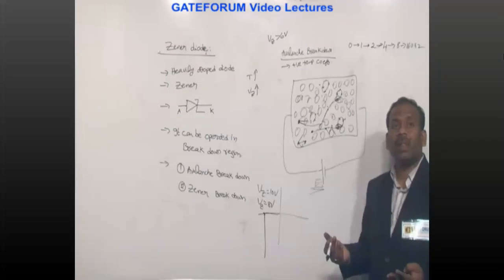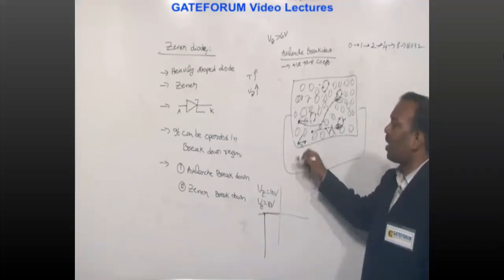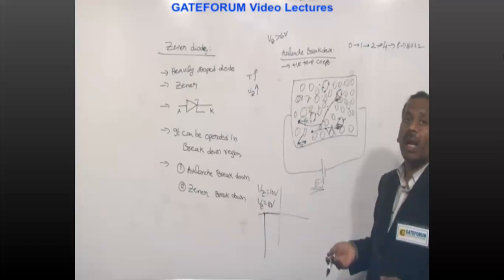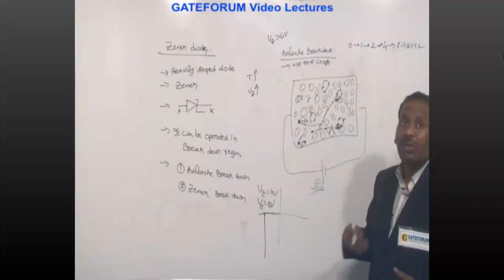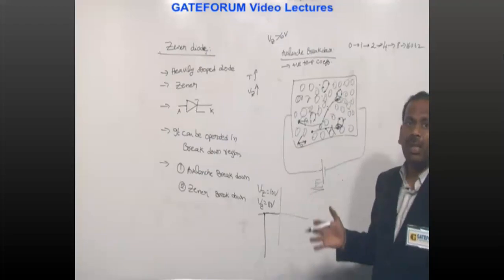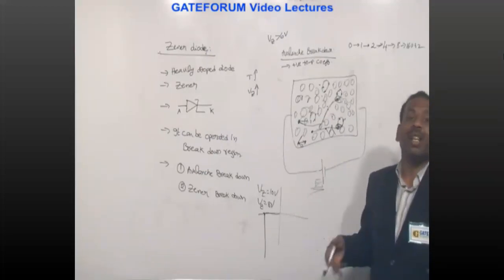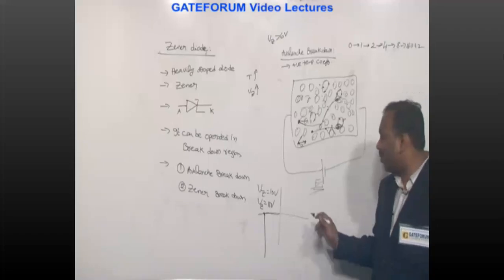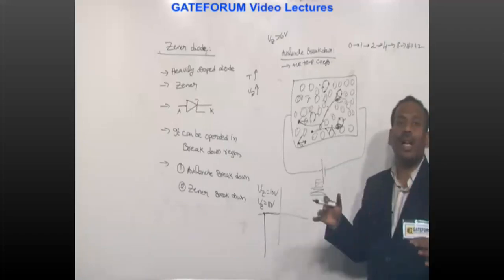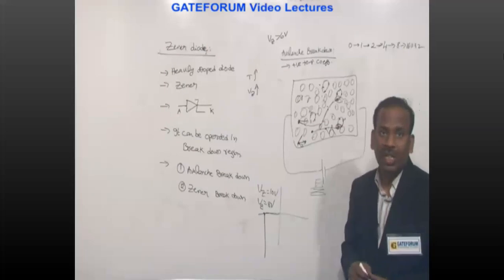Compared to what was expected previously, because of random motion and unwanted collisions, they are continuously losing some of their energy in the form of heat. They are hitting the boundaries, so they lose some of their energy. Therefore, extra energy is required from an external source to get a sufficient number of electrons to have a breakdown voltage.